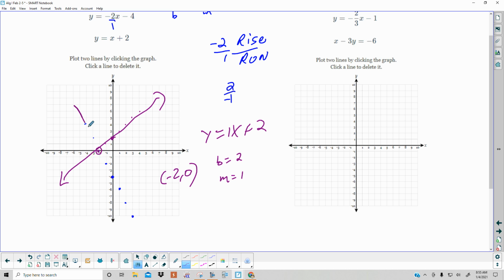Okay, in this one. Okay, see? That's why I extended it, because, yeah. Okay.